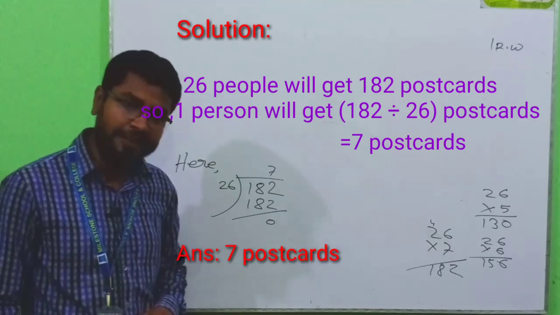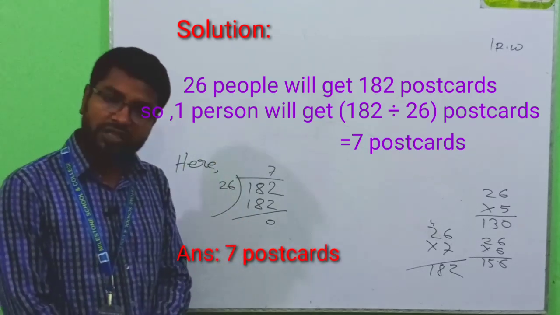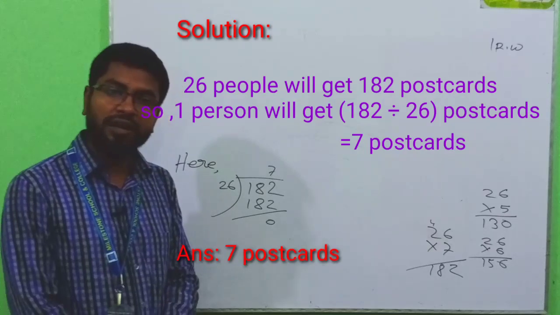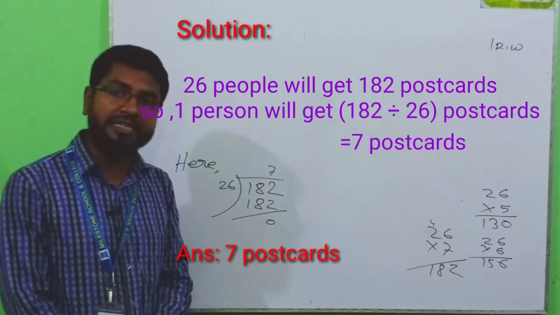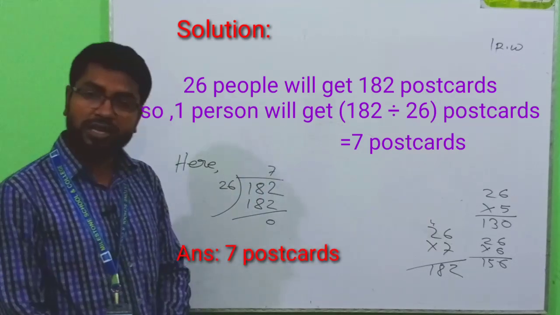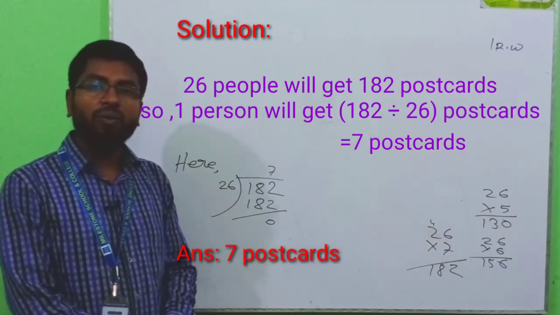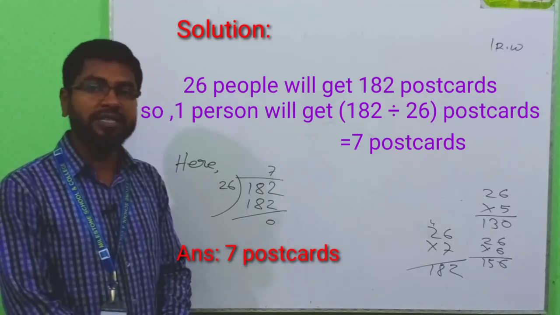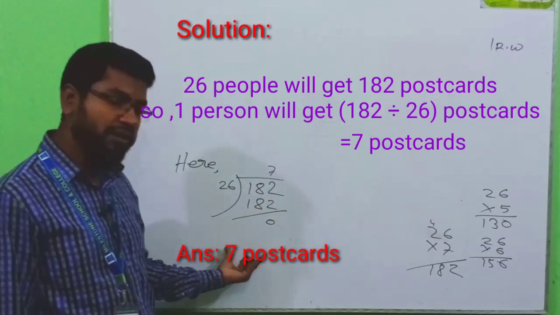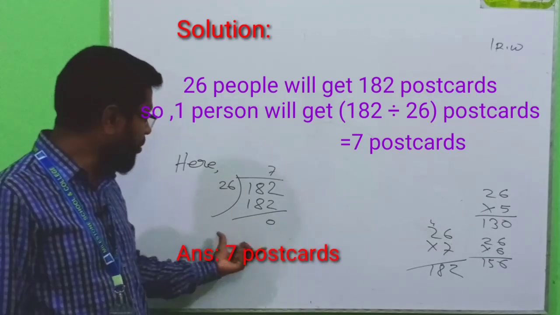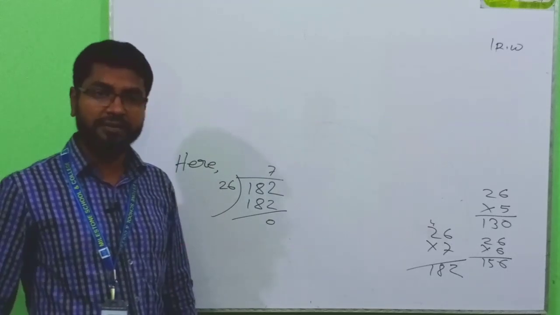Yes, I am repeating it again. After reading this question, we confirm that we need to do the division. So how will we arrange the sentence? First we will write: 26 people will get 182 postcards. Second line: so one person will get 182 divided by 26 postcards, equal to 7. We need to do the rough work, or you can write it here, then do it. Then the answer is 7 postcards. Okay.